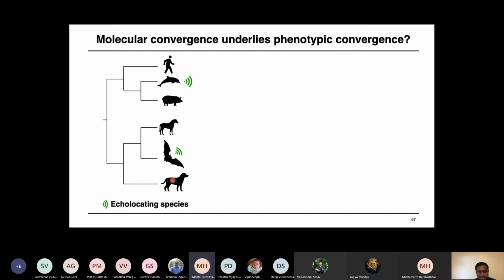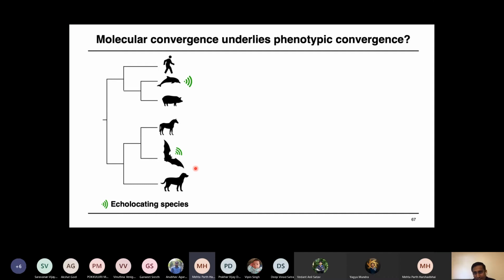It's a very fascinating thing that happens in nature. For example, one of them is echolocation or biosonar. And this is one of the most striking examples of convergent evolution and has been a subject of many books and papers in the past.